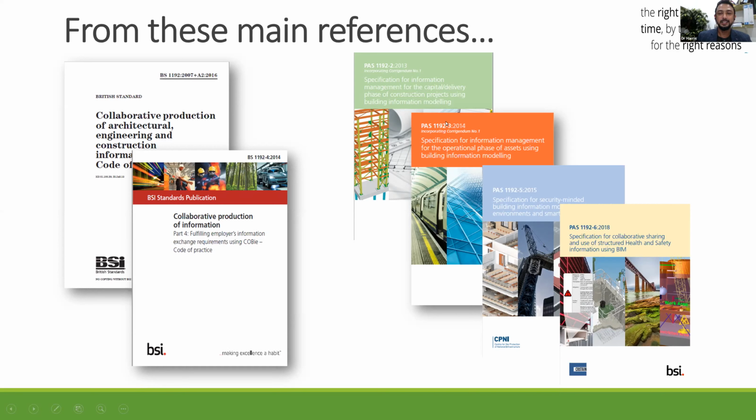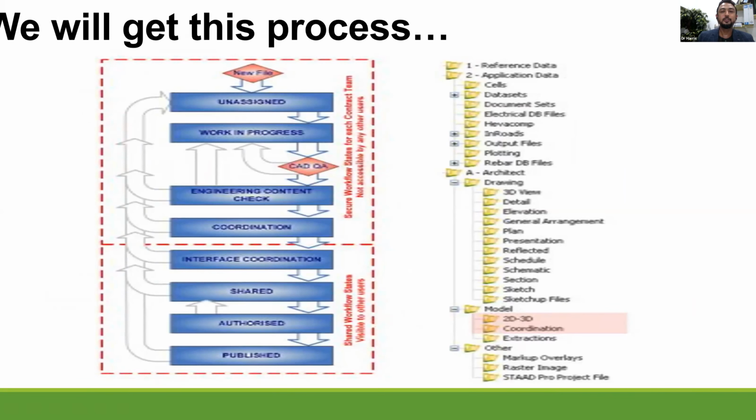So this is the standard that we have from PAS 1192, BS, and so on, to make sure that the information that you input in the model is correct. From that document, you will get this process. If you see this process, it shows that there's a process of ensuring the information: content check, coordination check, interface coordination, share, and so on. This process is to ensure that the information that you input in the 3D model is correct.